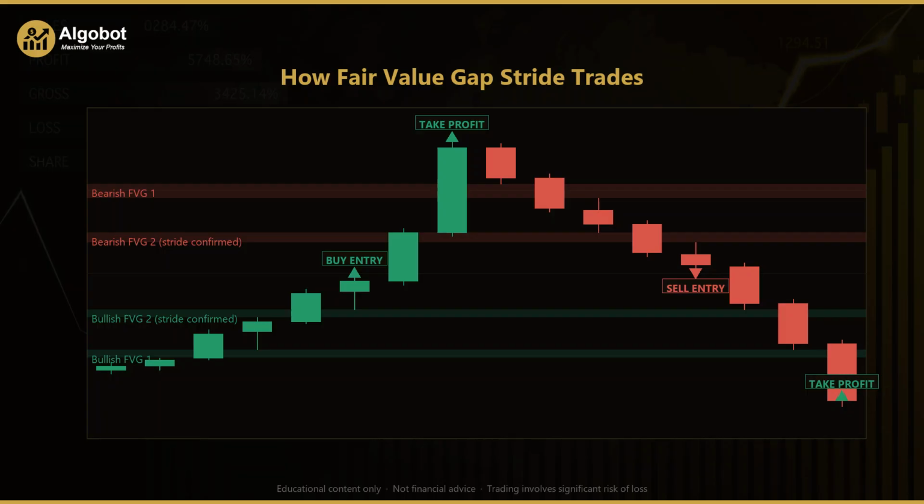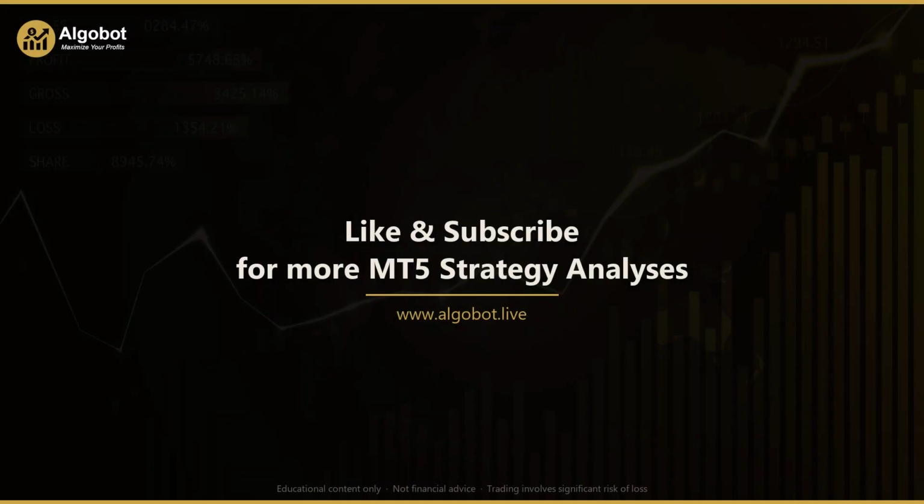So in both directions the pattern is identical. Spot a stack of fresh, unfilled gaps, enter into the momentum, anchor the stop beyond the whole ladder, and aim for a fixed multiple of the risk. This is an illustration of the logic only, for educational purposes. And that's fair value gap stride.